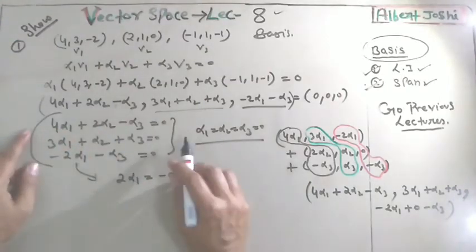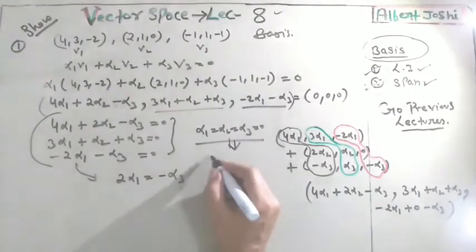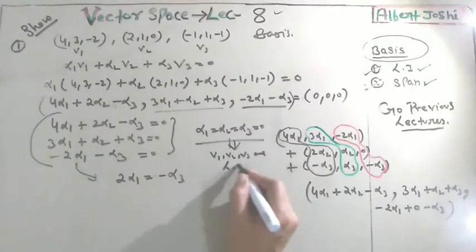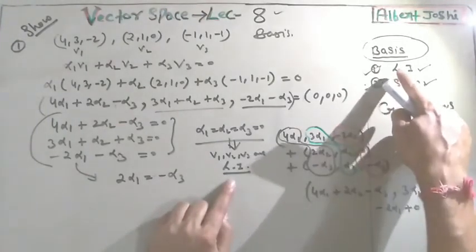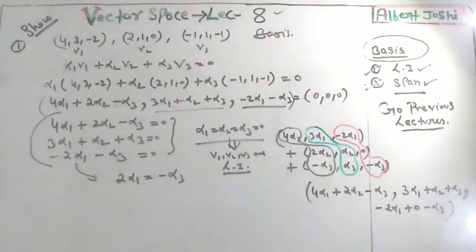Okay, that is the homework. All are 0. If all are 0, it implies that V1, V2, V3 are linearly independent. Our first target has been completed. Now we have to find the second target, that is the spanning, whether it is spanning or not.